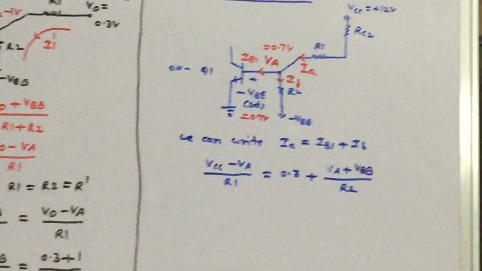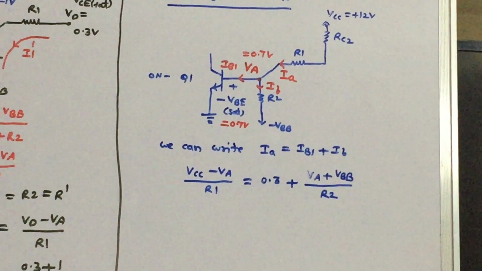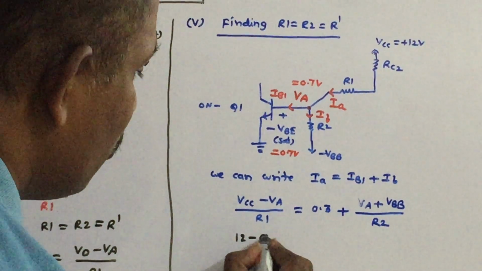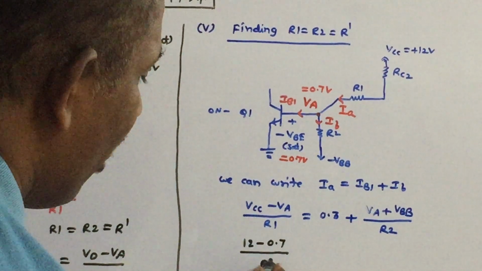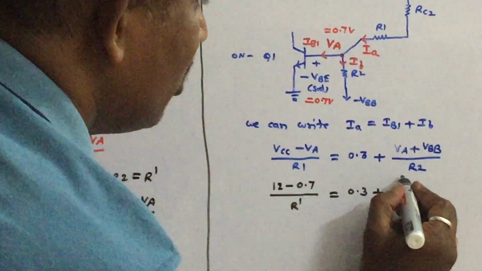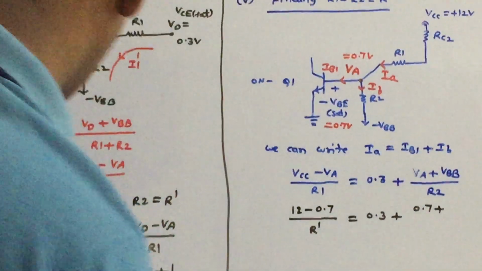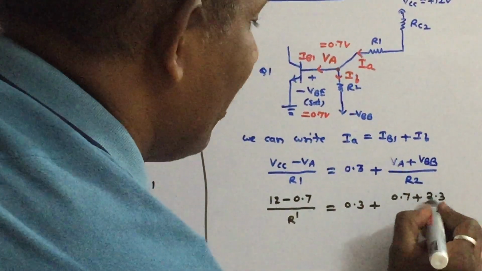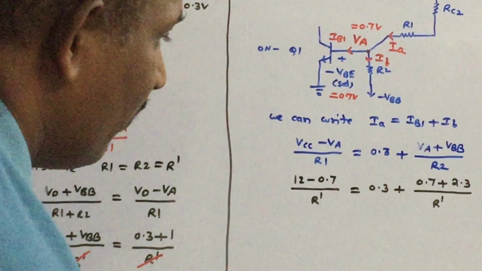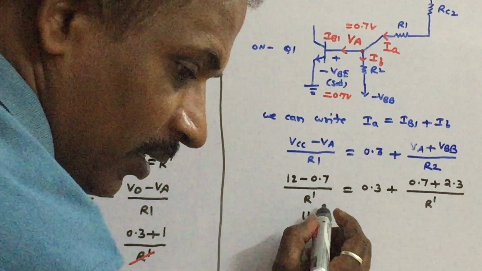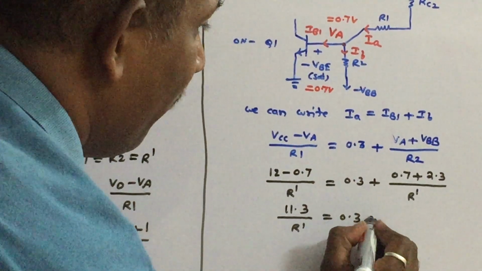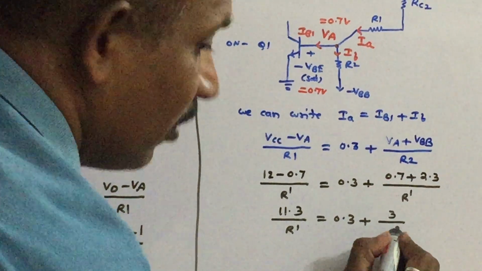So let us substitute the values. VCC is 12 volts minus VA, 0.7, by this R1, which we have assumed is R dash, plus 0.3 plus, what is VA? VA is 0.7, plus VBB, 2.3, by R2, which we have assumed as R dash. Just simplify this. So what is this? 11.3 by R dash is equal to 0.3 plus 3 by R dash.